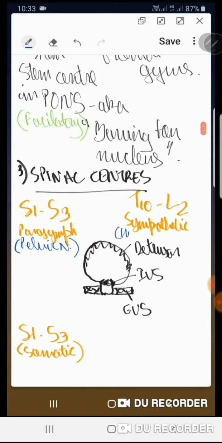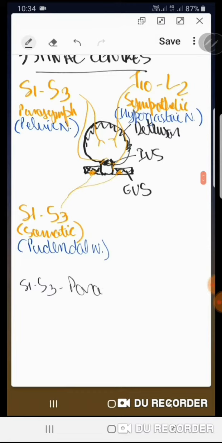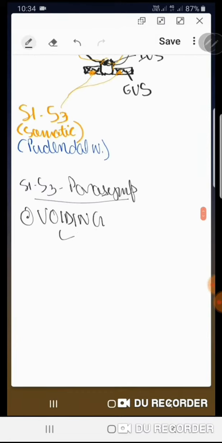The parasympathetic nerve runs via the pelvic nerve, while the sympathetic via the hypogastric, and the somatic via the pudendal nerve. Parasympathetic controls the detrusor and the internal urethral sphincter, and so does the sympathetic, while the somatic controls the external urethral sphincter. So coming to the parasympathetic, it is responsible for voiding.